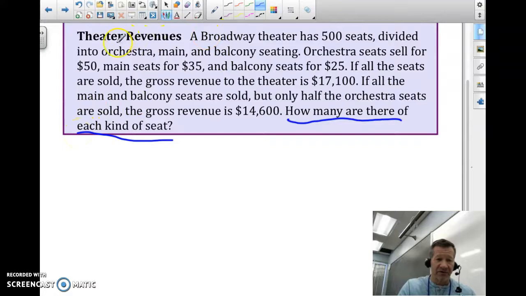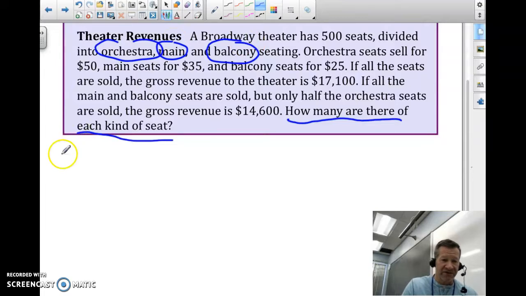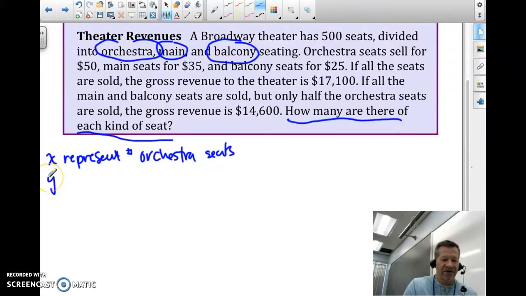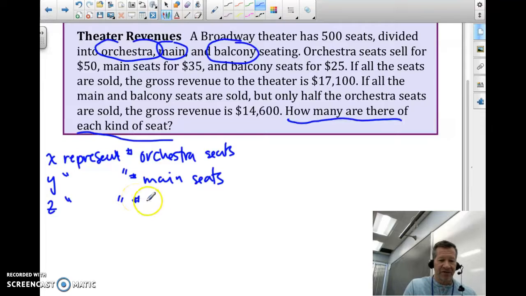Well, there are 3 types of seat: orchestra, main, and balcony. I need variables for each one. So let's let x represent the number of orchestra seats. And then let's let Y and Z respectively represent the number of main seats and balcony seats. Now you can use any variables you want. You don't have to use X, Y, and Z. Use whatever you choose, whatever helps you understand what each of them mean. But it is important that you define them all, okay? So your first point in this problem is to define variables.